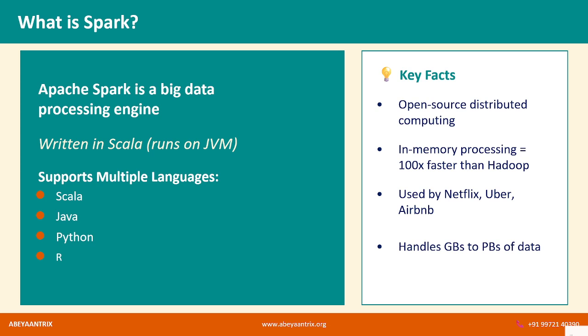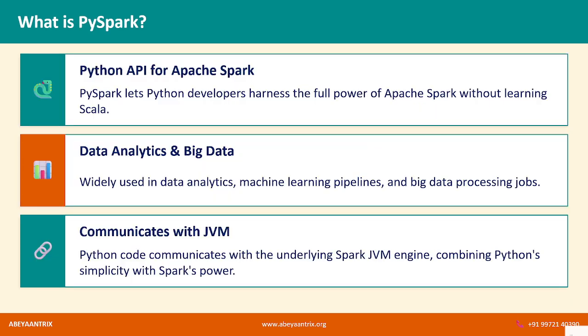So earlier we were using Hadoop. So here this Spark is 100 times faster than Hadoop. Okay. So it is used by many companies like Netflix, Uber, Airbnb. All these companies use Spark. Okay. It handles GBs to PBs of data. Your NumPy and Pandas do not process GBs to PBs of data. Here Spark has the capability to process GBs to PBs, petabytes of data. Okay, such large data it can process. Okay, so that's why in big data processing, Spark plays a very important role. Okay, then what is Pyspark?